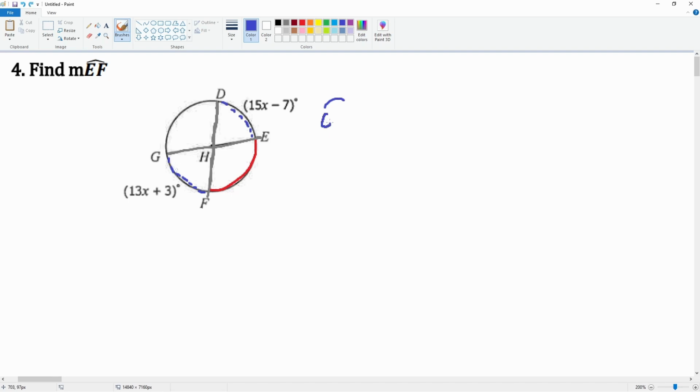GF is going to be equal to the arc of DE. Okay, and the reason why we do this is I want to get X first. All right, so this is 13x plus 3 is going to be equal to 15x minus 7.